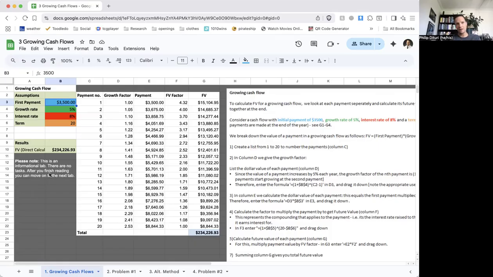We're answering it in two different ways, directly with one calculation, and then using all these cells here. The question we're answering is: if I make a series of 20 payments where the first payment is $3,500 and then I grow each payment by 5% from that number, and all the while I'm making these payments into an account that's accruing interest at 8%, how much will I have at the end of my 20 payments?